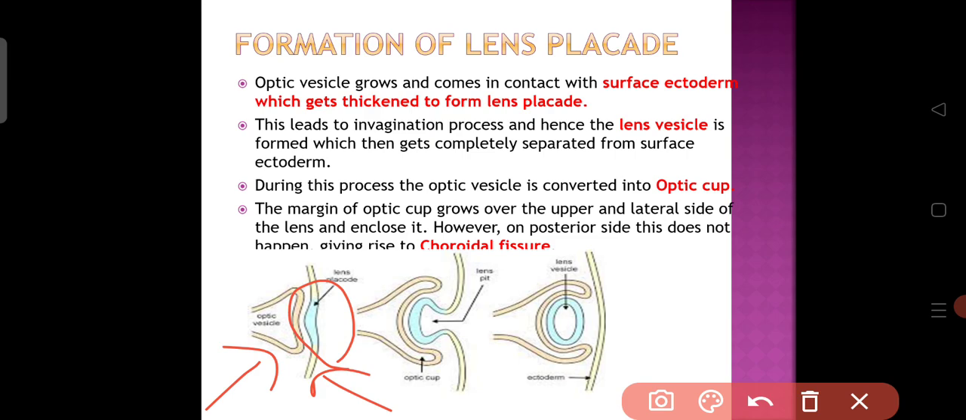In order to accommodate this bulging lens pit, the optic vesicle takes the shape of a cup. This is called the optic cup. After a few days, the lens placode separates from the surface ectoderm and is called the lens vesicle. The margin of the optic cup grows over the upper and lateral sides of the lens and encloses it. However, on the posterior side this does not happen, giving rise to the choroidal fissure.